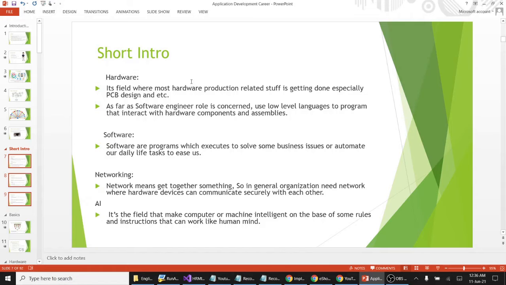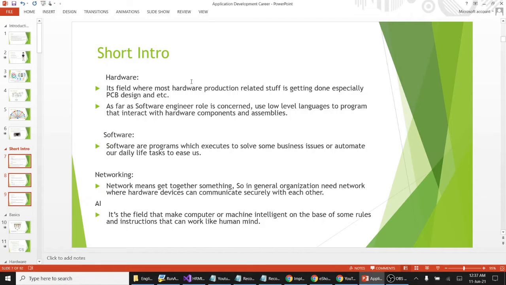And the next field is networking. Networking means getting things together. In general, an organization needs a network where hardware devices and other devices like PCs and computers can get together on the same network, and it should be secure, and there are a lot of other parameters. Either it is a VPN, or an intranet, or the internet. This is networking, and the next field is artificial intelligence.